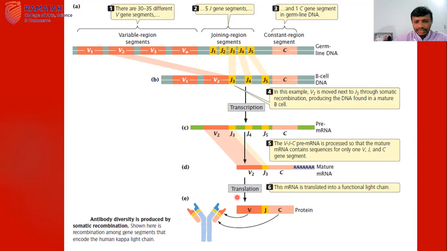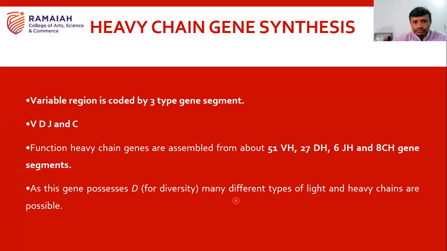Ultimately we should remember that because of this mechanism, a variable gene segment and a joining segment form a light chain in this form. Is this clear? So as we can see here, the light chain is formed. In the same way, it takes place with respect to the heavy chain.